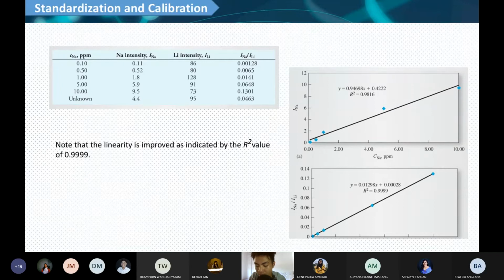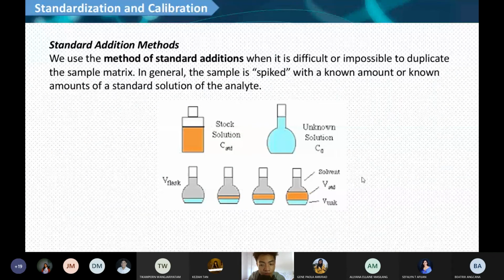The last one is called the standard addition method. This usually does not require the standard curve. You're just going to do ratio and proportion here.